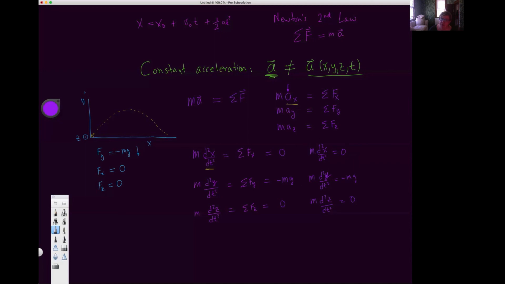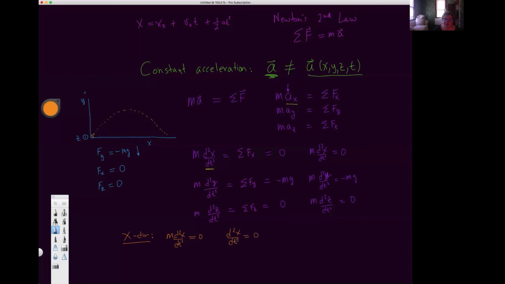So I'm going to do this one first, the x direction. And I'm going to get my solution here in orange. Okay. So we're going to look at the x direction solution. Okay. And I'm going to write down the differential equation. So m d squared x dt squared, and that's equal to 0. Now, of course, I can get rid of the m, right? Because I could just divide by m. So this really gives me d squared x dt squared equals 0.